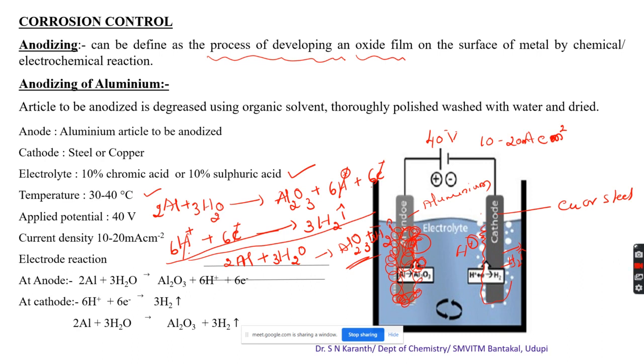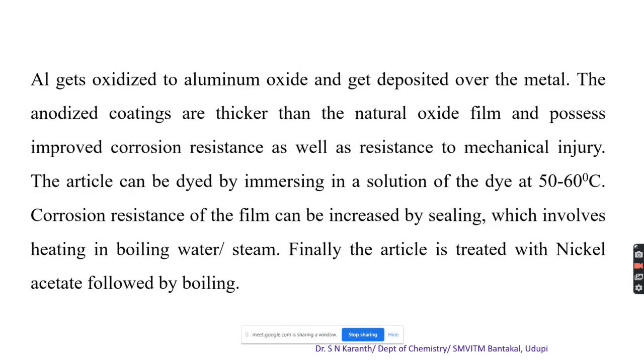The electrolyte used is 10% sulfuric acid or 10% chromic acid. The possible electrode reaction is aluminium in the presence of water gives aluminium oxide with the formation of 6 moles of H plus and 6 moles of electrons. Those 6 moles of electrons and 6 moles of H plus combine and liberate hydrogen on the surface of the cathode. So the net reaction is the deposition of aluminium oxide with the liberation of hydrogen.